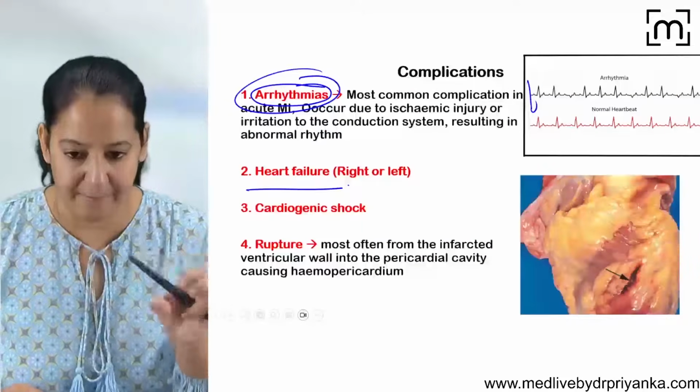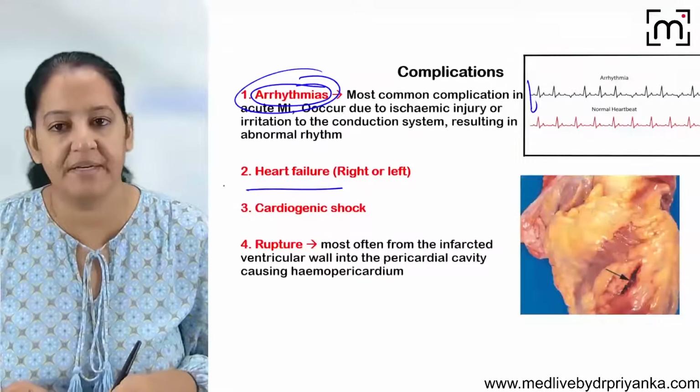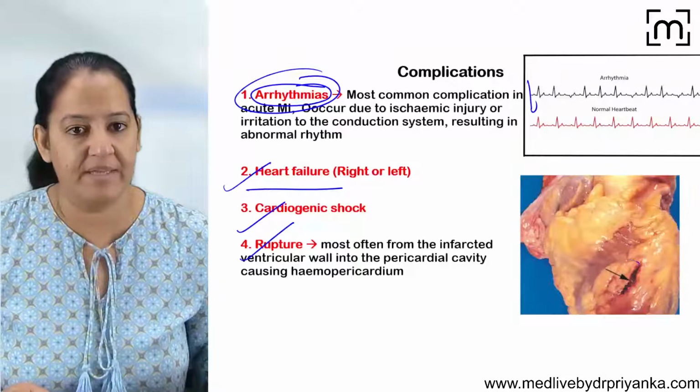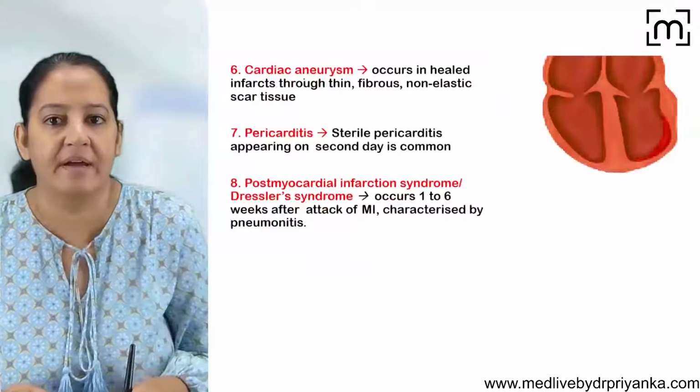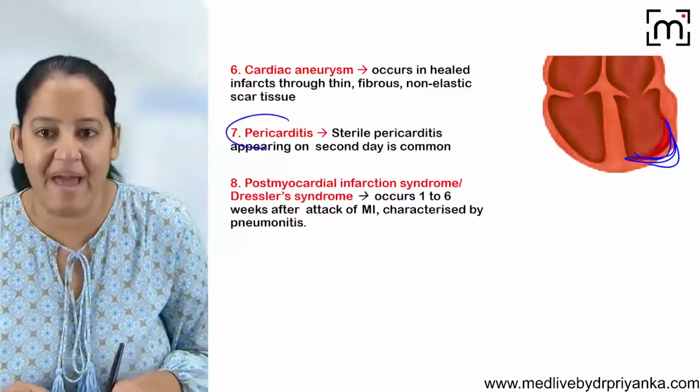The second is heart failure. When the left ventricle is not contracting, all the organs are not receiving blood. So that is heart failure, and cardiogenic shock and rupture can be there. Instead of rupture, it can be just dilatation, which is an aneurysm. It can also be pericarditis.